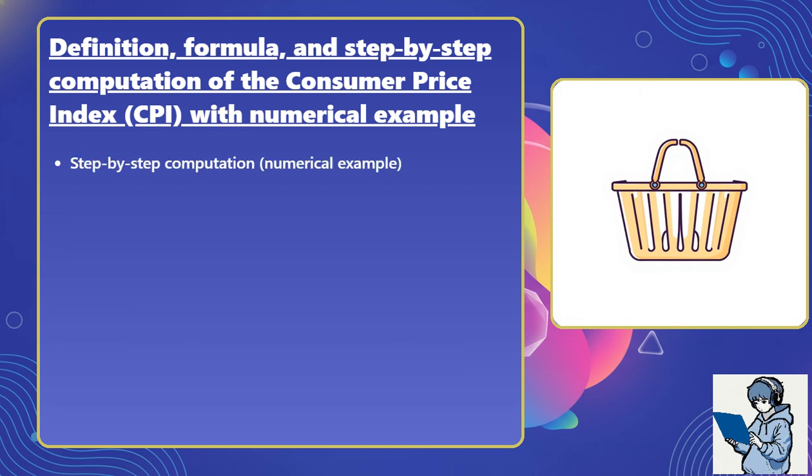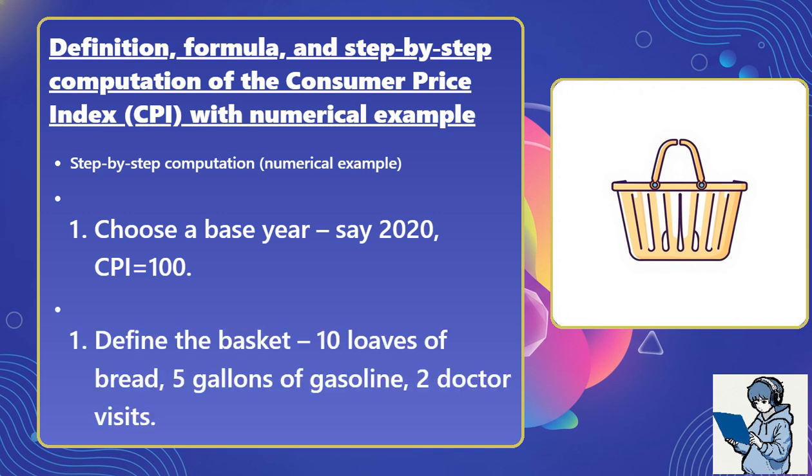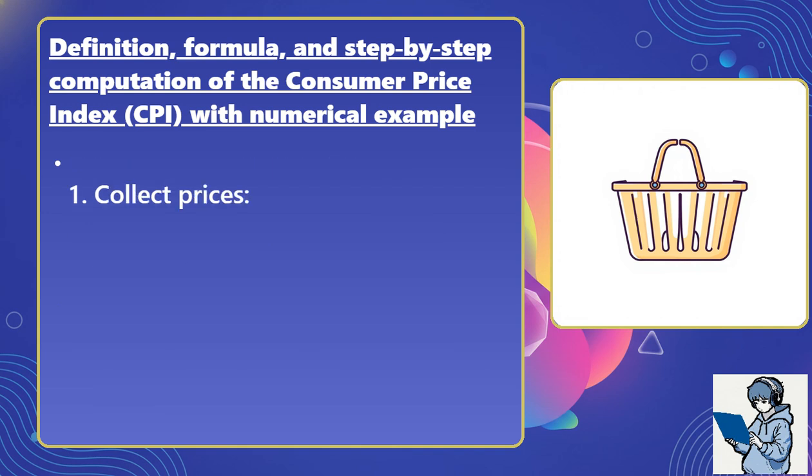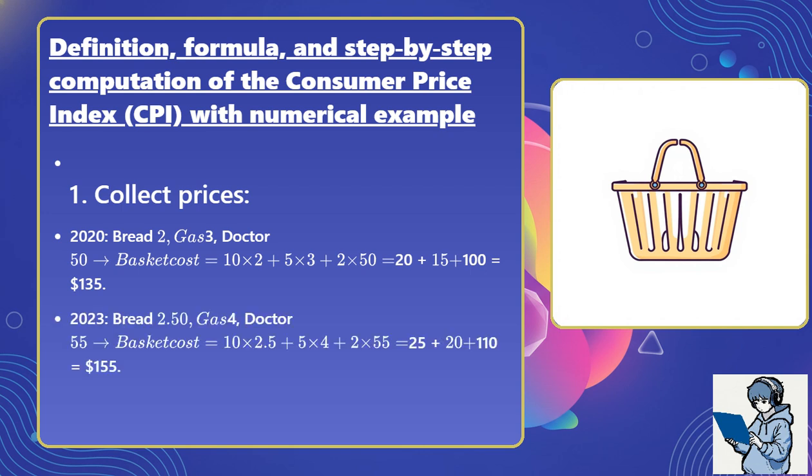Step-by-step computation, numerical example. 1. Choose a base year, say 2020, CPI equals 100. 2. Define the basket: 10 loaves of bread, 5 gallons of gasoline, 2 doctor visits. 3. Collect prices. 2020: bread $2, gas $3, doctor $50 gives basket cost equals 10 times 2 plus 5 times 3 plus 2 times 50 equals $20 plus $15 plus $100 equals $135.